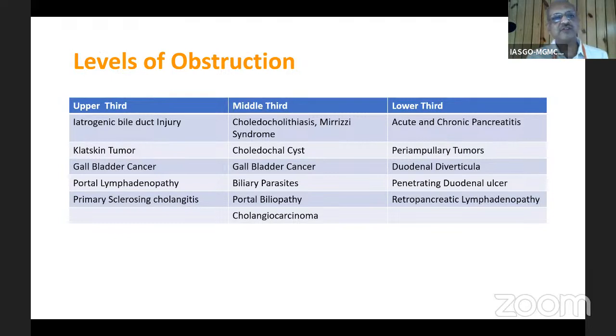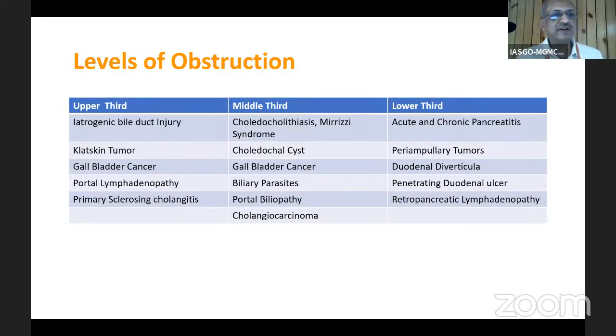So starting with the levels of obstruction, as we all know, the extrahepatic biliary tree is divided into three zones: the upper, middle, and lower one-third. Upper one-third is up to the insertion of the cystic duct, if it's a normal insertion. Then the middle one-third is from the cystic duct insertion to the supraduodenal part, and the retroduodenal and retropancreatic becomes the lower third. So depending on where the obstruction is, in the upper third, the most common cause is post-cholecystectomy biliary injury, which is usually in the upper one-third.